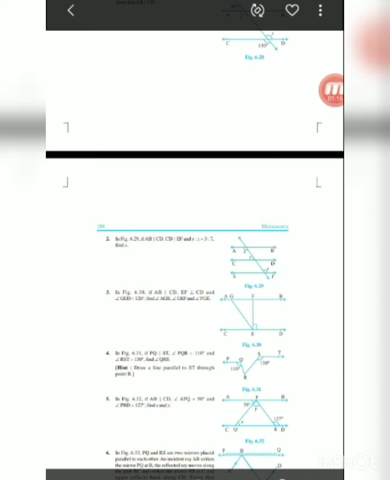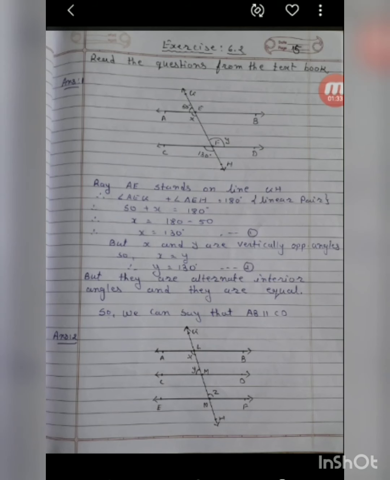For question number 2, take out page number 104. Question number 2 is, in figure 6.29, if AB is parallel to CD, CD is parallel to EF and y to z is in the ratio 3 to 7, then find x. You can see the figure here, lines AB, CD and EF, and GH is a transversal, and x and y are the interior angles on the same side of the transversal here.